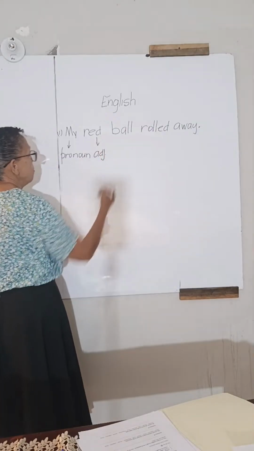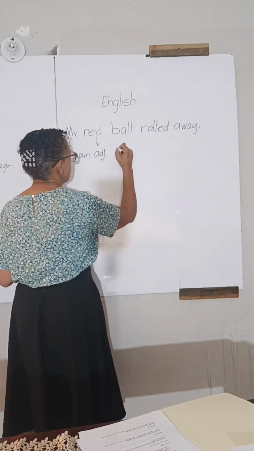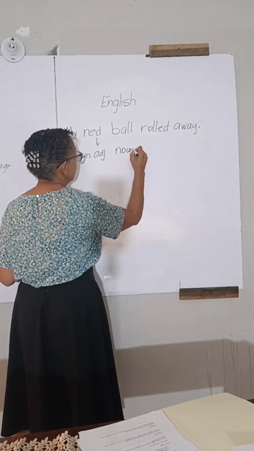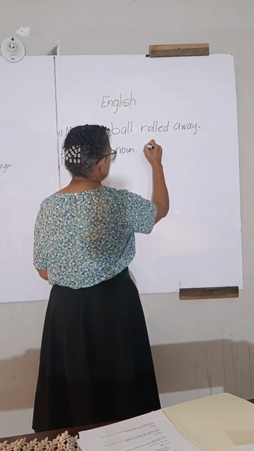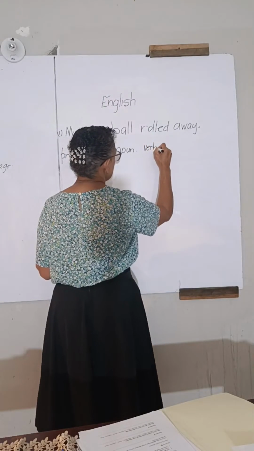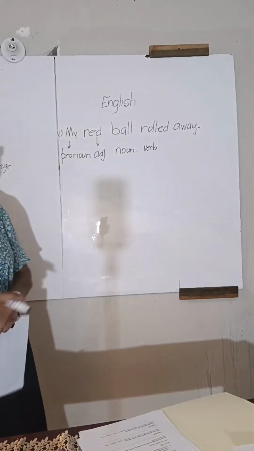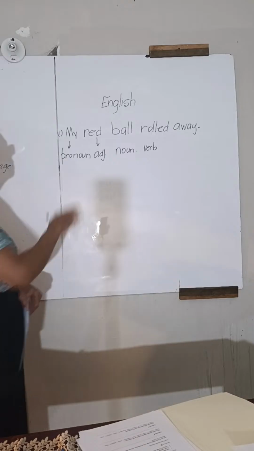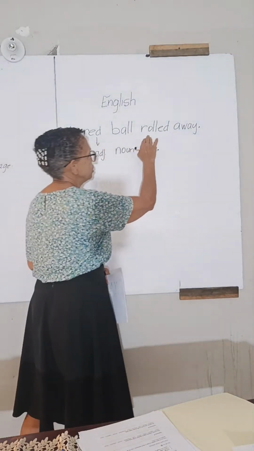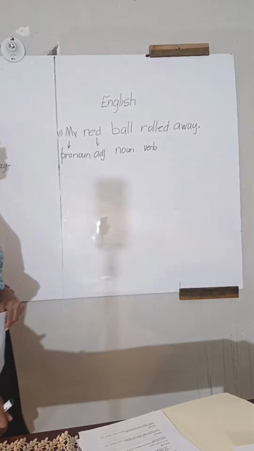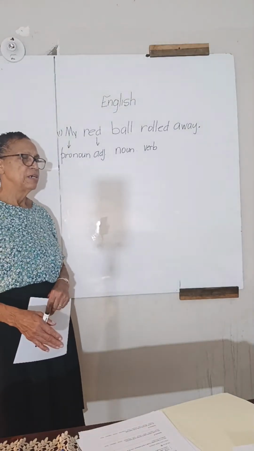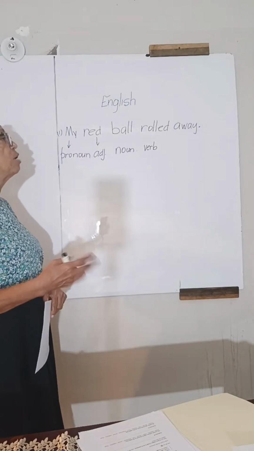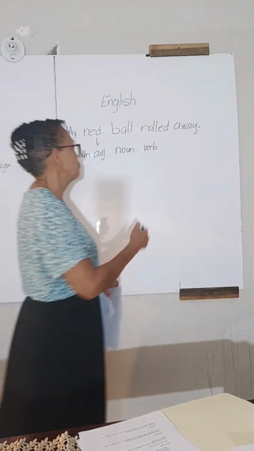I can shorten the form. What about ball? That can be a noun. And this one, roll, action. This one is a verb. What about away? What part of speech is away? My red ball rolled away. What part of speech is away? Remember, an adverb tells how the action is done. Rolled away. So this is an adverb.